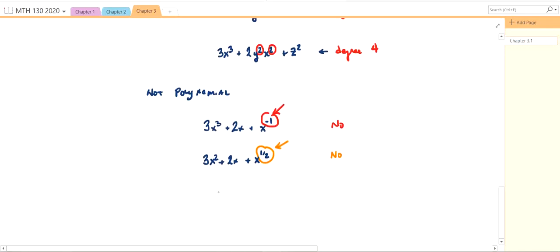So you could have 3x squared plus 2 over y. Again, not a polynomial. And I think we're going to stop the video here.